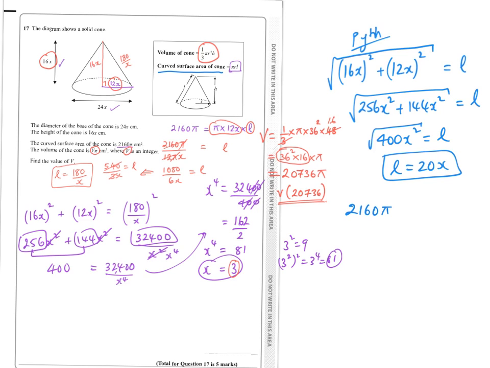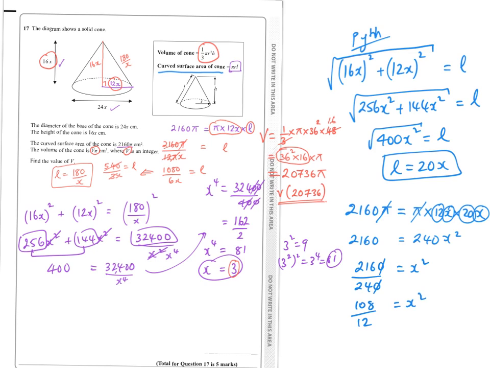2,160 pi, which is in the question, would be equal to pi times the radius, which is 12x, times L, which is 20x, and of course then you can divide this both sides by pi, and then you've got on the left hand side 2,160, and then 12 times 20 is 240x squared. Divide both sides by 240, so you'd have 2,160 divided by 240 is x squared. So you can use a calculator, I don't really like using one too much. 12s into 108, well 9 12s are 108, so 9 is x squared, so x is 3.